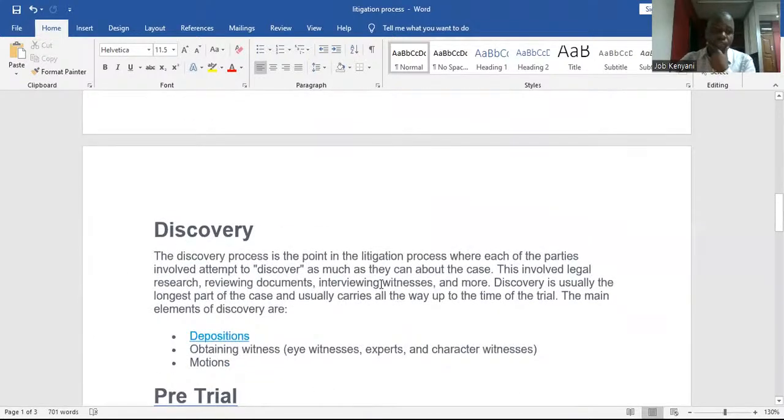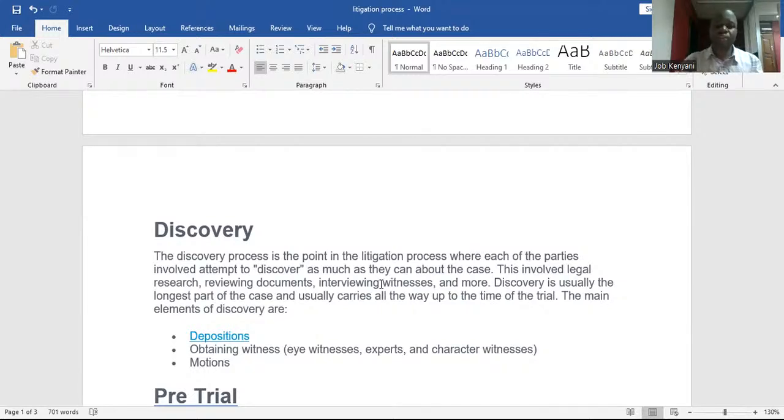So discovery. The discovery process is the point in the litigation process where each of the parties involved attempts to discover as much as they can about the case. This involves legal research, reviewing documents, interviewing witnesses, and more. Discovery is usually the longest part of the case and usually carries all the way up to the trial. The main elements of discovery are depositions, obtaining witnesses, and motions.